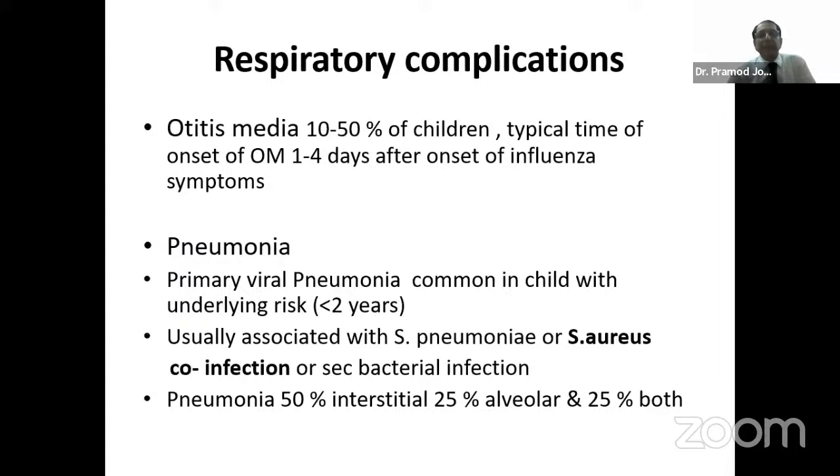Okay. And what are the complications which are encountered in pediatric influenza? Respiratory complications by far are the most common. So in 10 to 50% children, we have otitis media, and there is a typical time of onset 1 to 4 days after the onset of influenza symptoms. There could be pneumonia, which is viral pneumonia, and Staphylococcus aureus or Streptococcus pneumoniae will complicate it themselves, in a child with influenza.